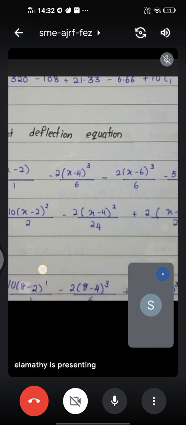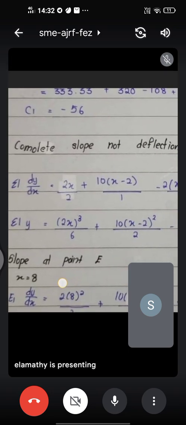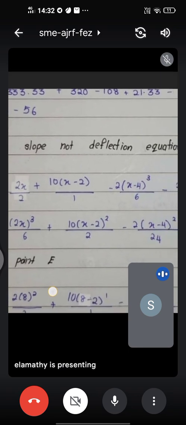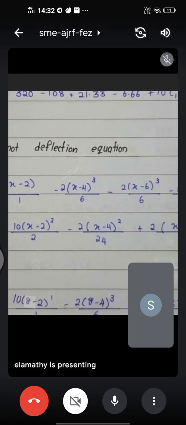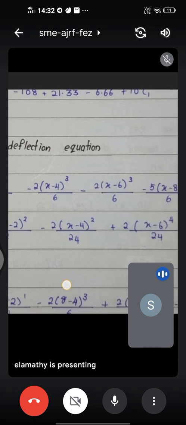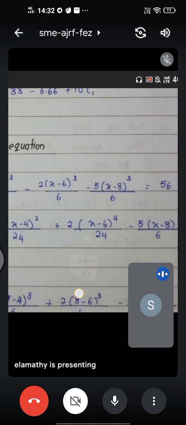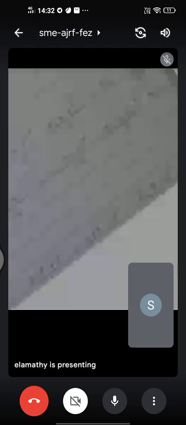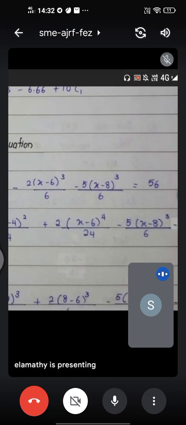Complete slope and deflection equation. So slope will equal dy over dx equals 2x over 2 plus 10 times x minus 2 over 1, negative 2 times x minus 4 power of 3 over 6, so minus 2 open bracket negative 6 power of 3 over 6, minus 5 times x minus 8 power of 3 over 6 equals 56.